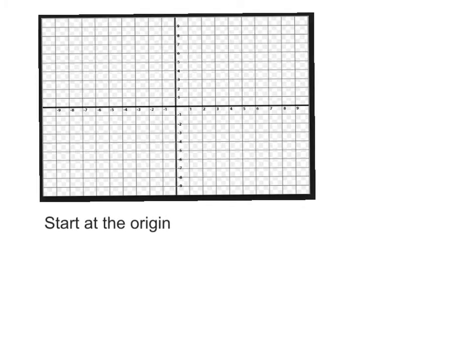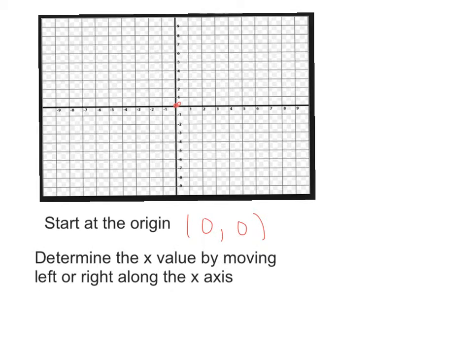When you are determining the location of a point, you always need to start at the origin. The origin is the point 0, 0, and it is right in the center of your coordinate grid. The next step is to determine the x value, and that's by moving left or right along the x-axis. Right here where I'm drawing this dot is the x-axis. So we start at the origin, and we move left or right along the x-axis.